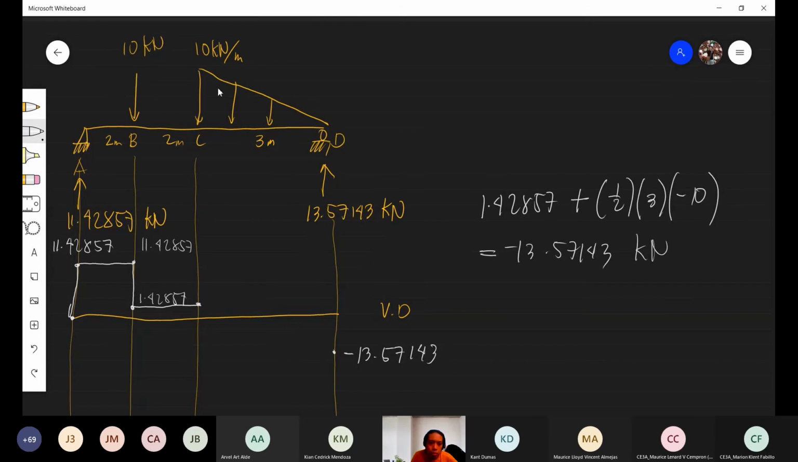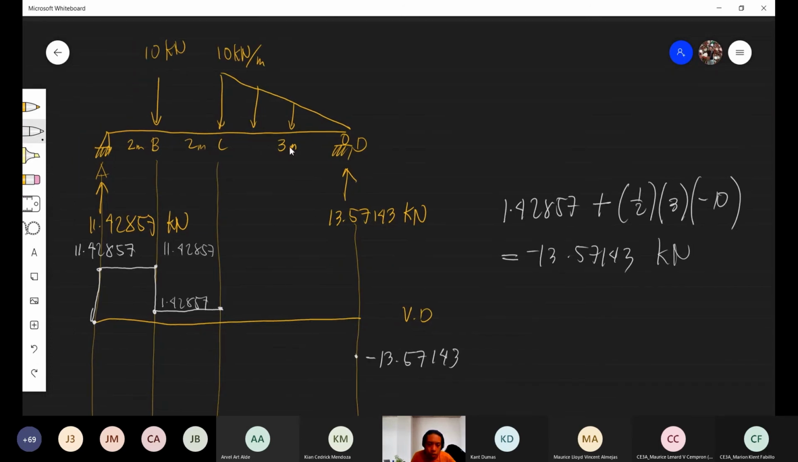Okay, what is the behavior of the graph from the previous diagram? That's from 10 to 0. Actually, that's from negative 10 to 0. Negative in the sense that the direction is downward. So negative 10 to 0, is it increasing or decreasing? Increasing, sir. Increasing, right? Then it closes because of this force. So, you get the area.